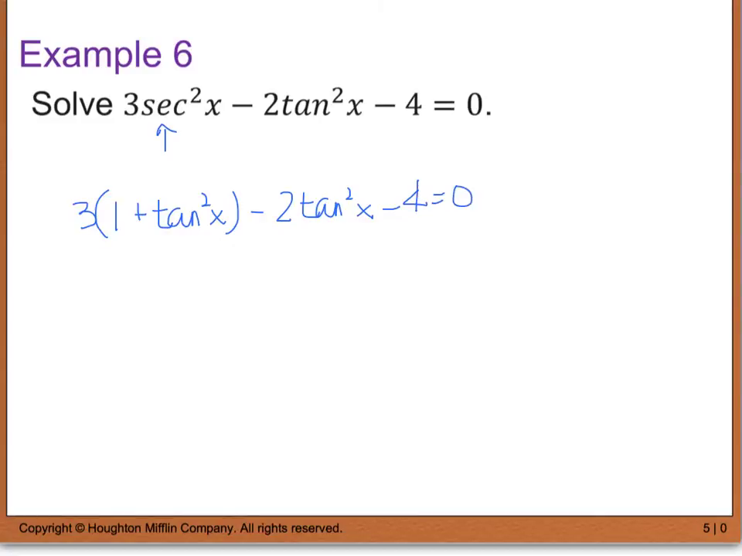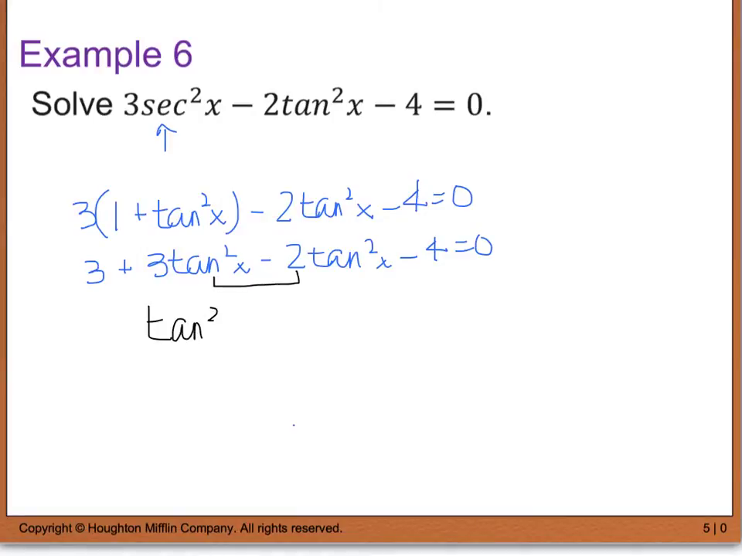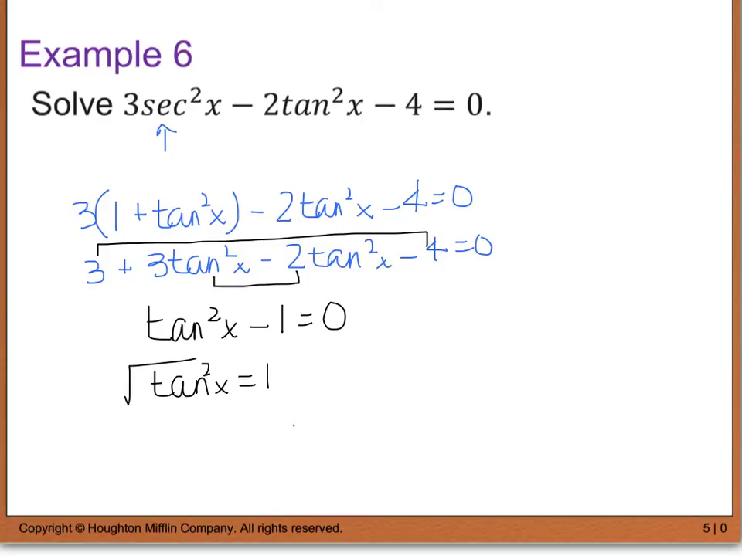minus 4 equals 0. When I distribute, I have 3 plus 3 tan squared x minus 2 tan squared x minus 4 equals 0. I'm going to collect my like terms, and I see that from these two we have tan squared x, and 3 minus 4 is going to be minus 1 equals 0. So next, I have tan squared x equals 1. So if I square root both sides, I get the tangent of x equals plus or minus 1.